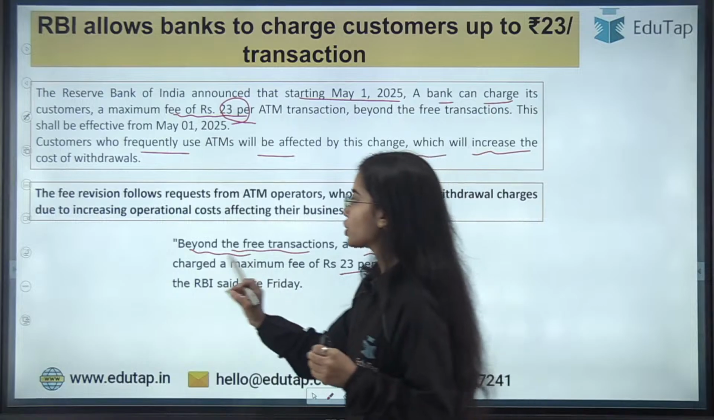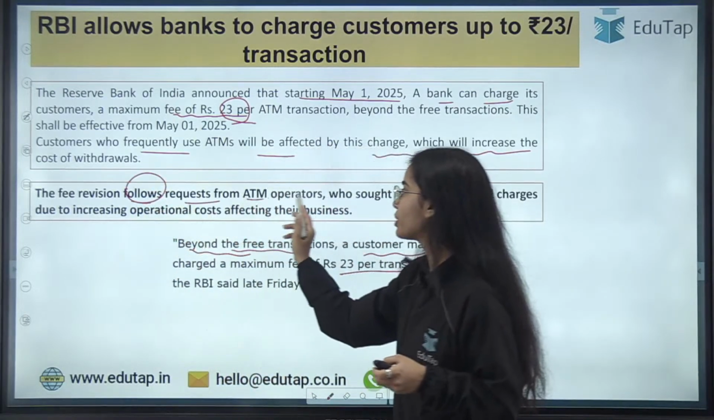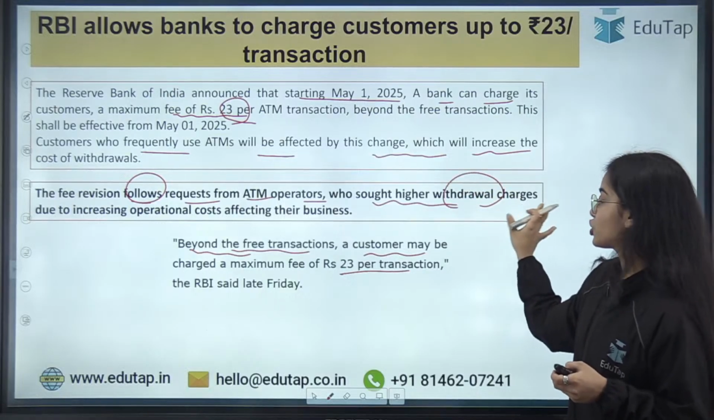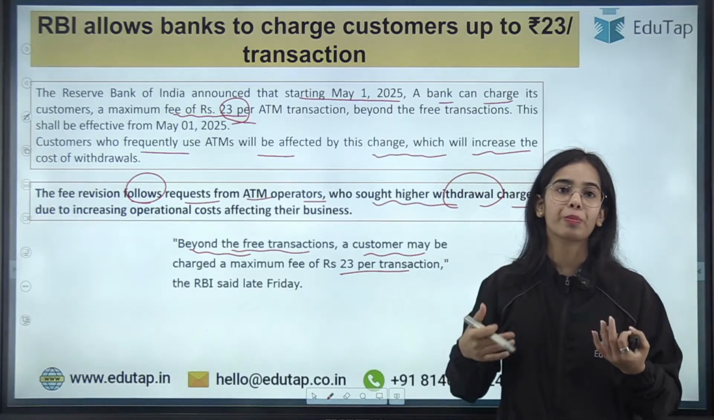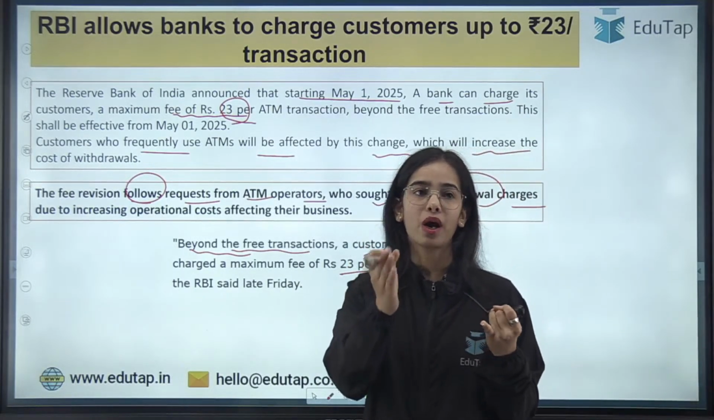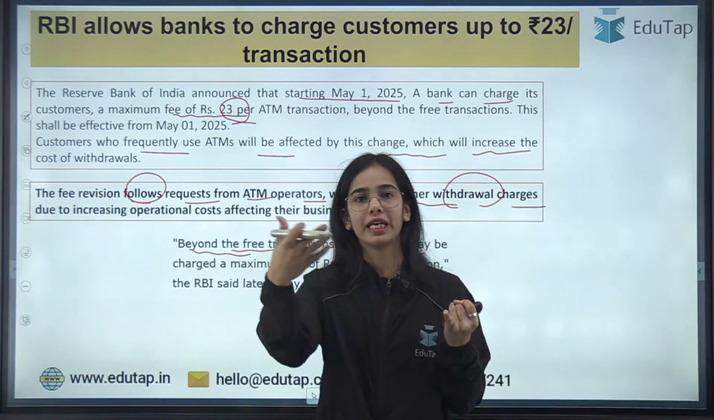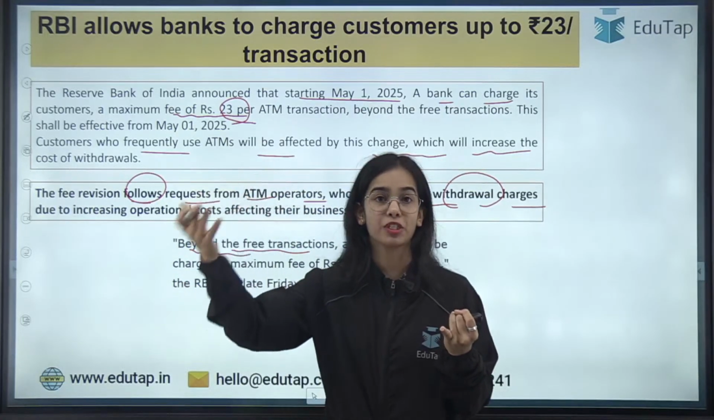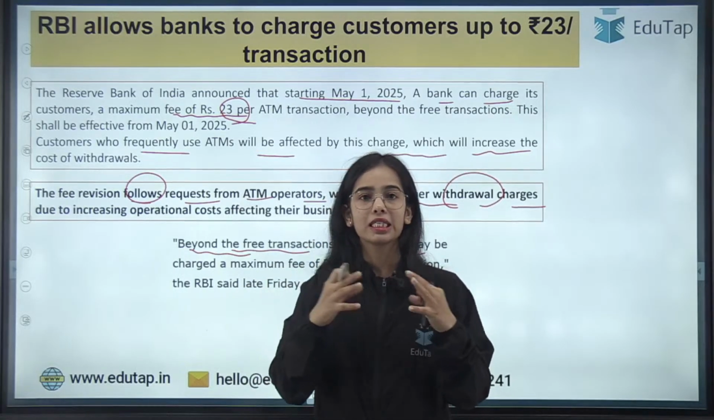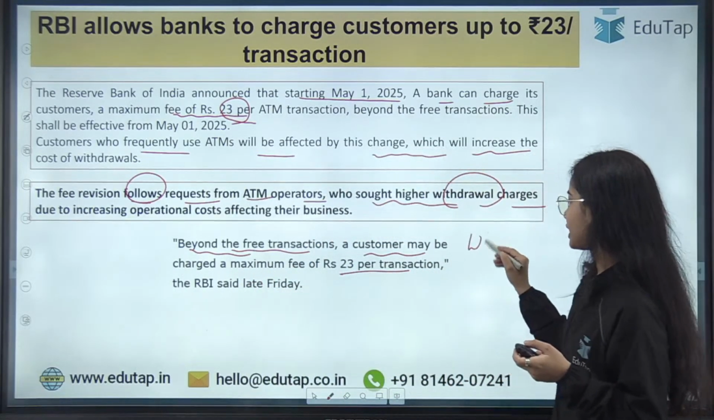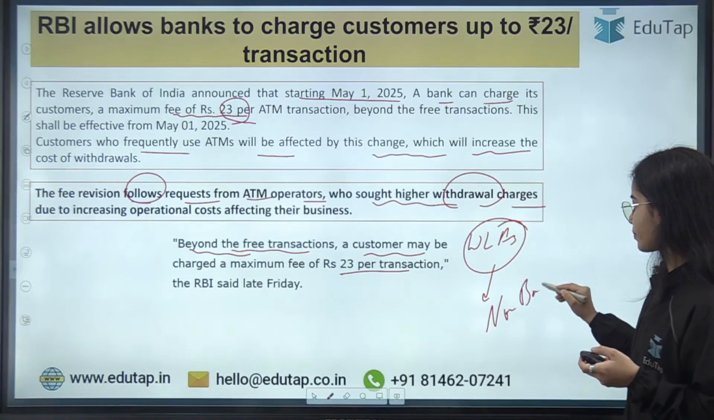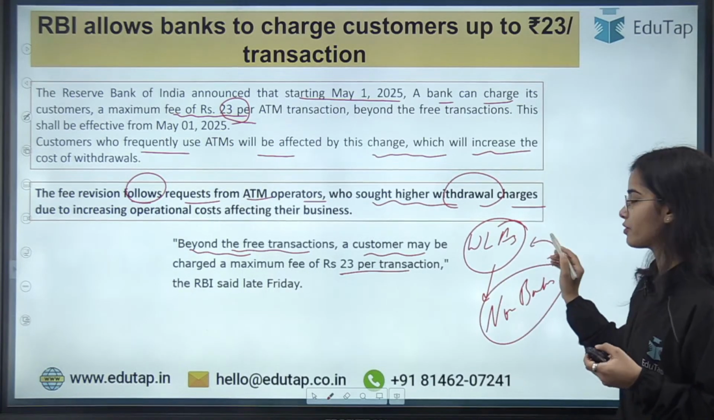That is the idea. So the fee revision follows the request from the ATM operators who sought higher bank withdrawal charges due to increasing operational cost. So basically the ATM operators in our country, they are the banks. You have the SBI ATM, you have the ATM of the ICICI Bank, HDFC Bank, Punjab National Bank, as well as there are the white label ATMs. These white label ATMs, they are the ATMs of the non-banks that provide you the services of the ATM.